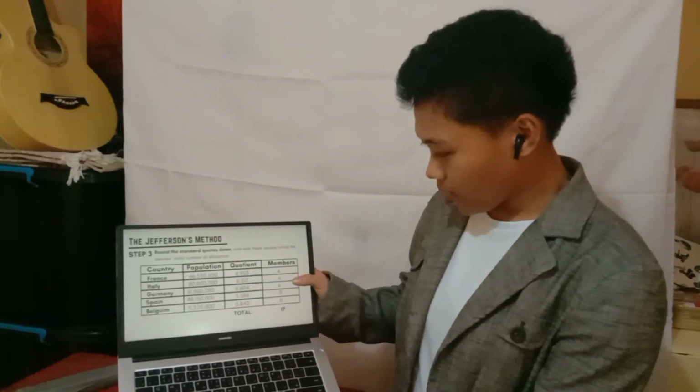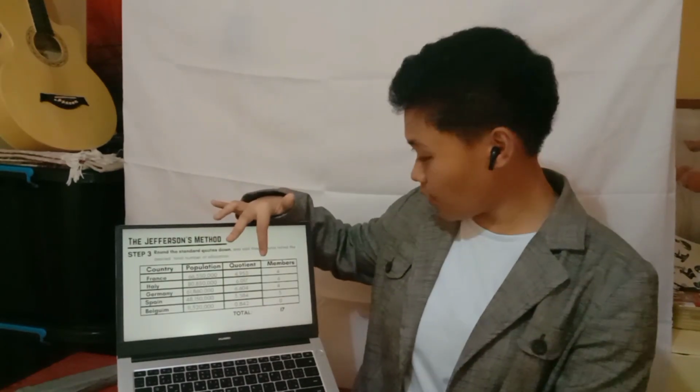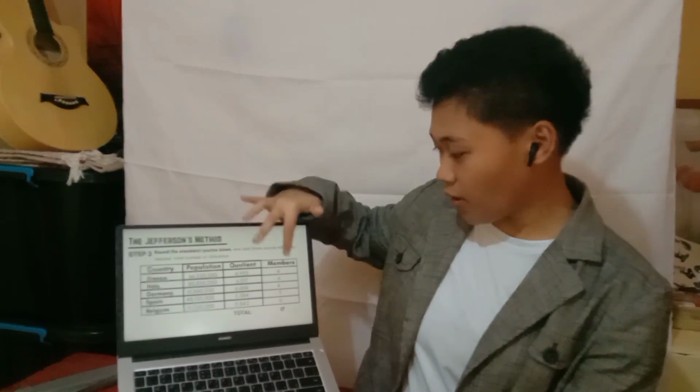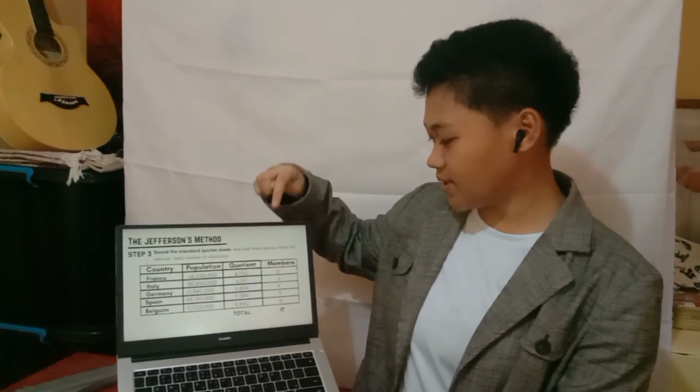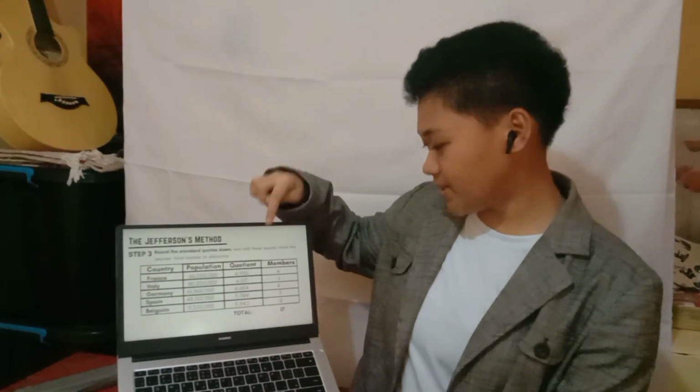So we're going to round the standard quotas. First, 4.953, we're going to make it 4, 6.017 to 6, 6.604 to 6, 3.584 to 3, and 0.842 to 0.